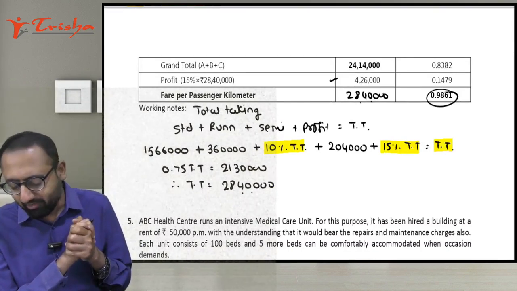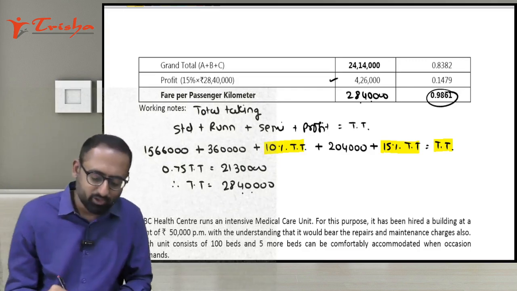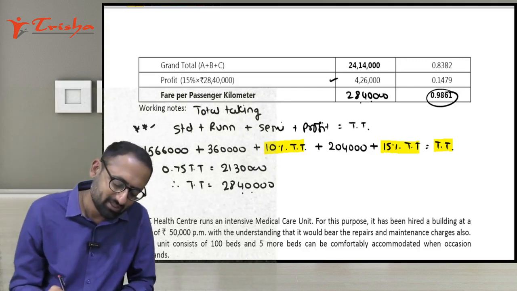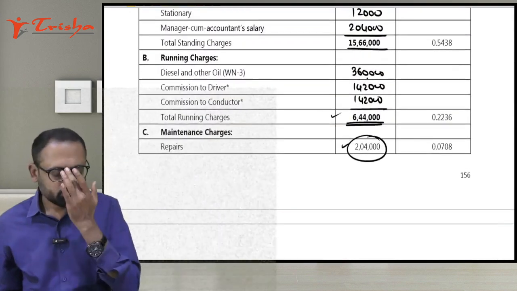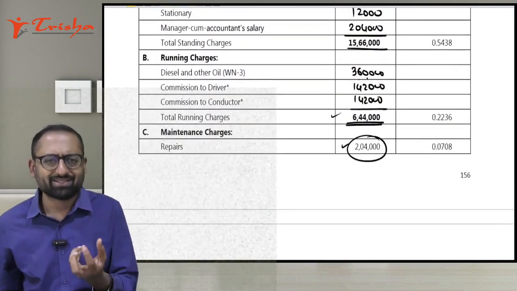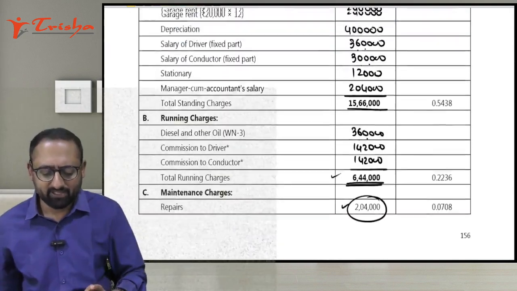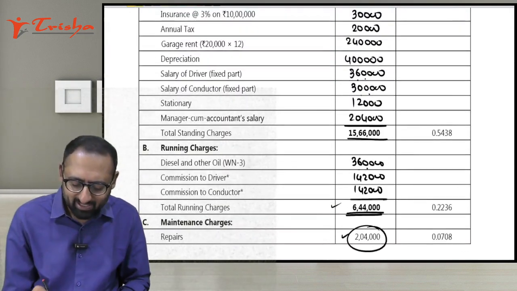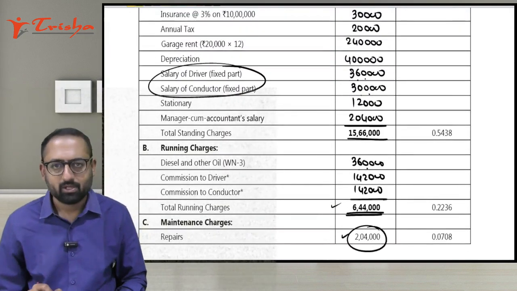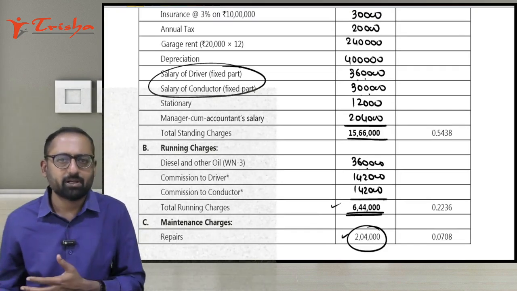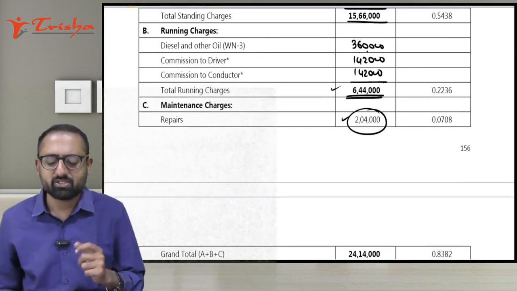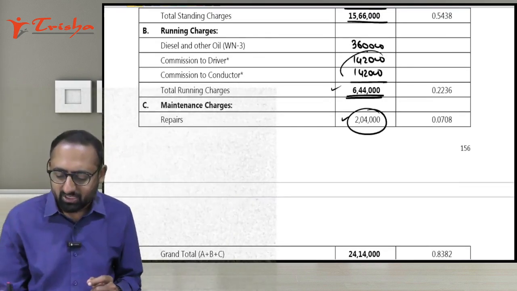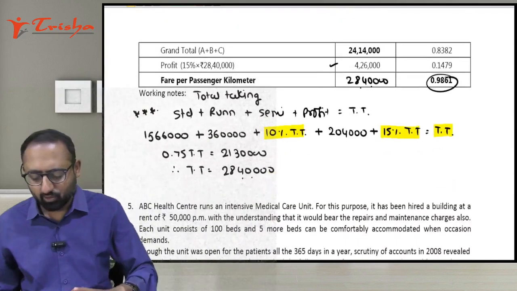Fare per passenger kilometer. I hope everybody got this very important adjustment. This adjustment was star mark. So commission is a variable because it is dependent on collection. But the salary was fixed. So that's why we have written salary of the driver and conductor above, and the commission is a variable, it is dependent on total fare collected, so we have written it into the running charges. So this is how you will have to present that. So this will be calculated after this working note.